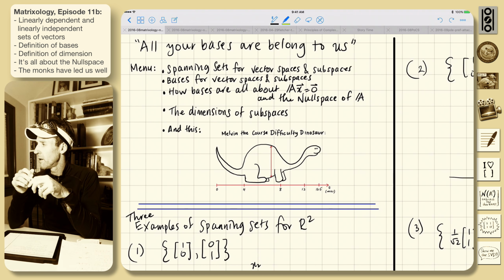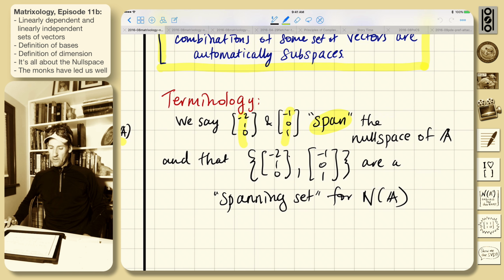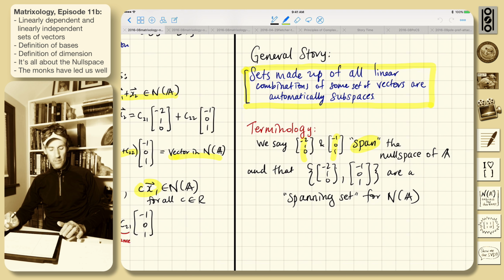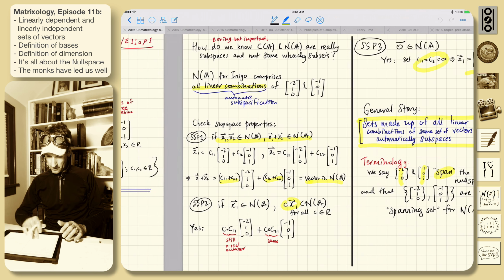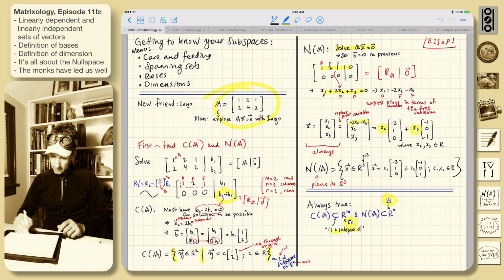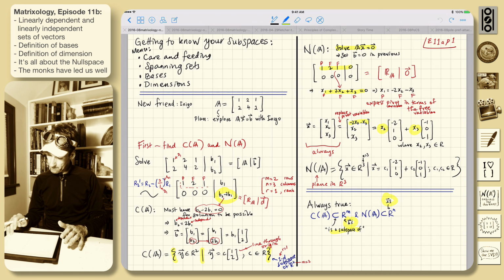So, spanning sets for subspaces or vector spaces. We had this last time we talked about things. This was for the matrix Inigo. Let me just go back. Inigo is here, right? This little matrix, 2 by 3. We found the column space and the null space. We're going to come back to it in the next piece.